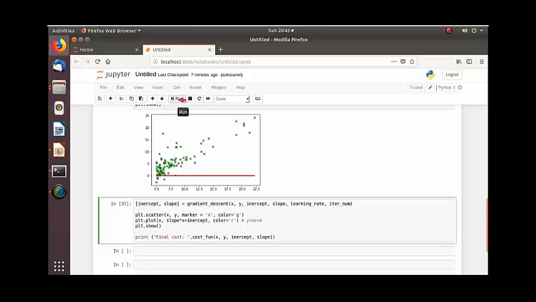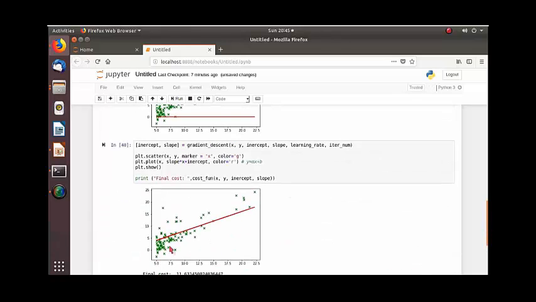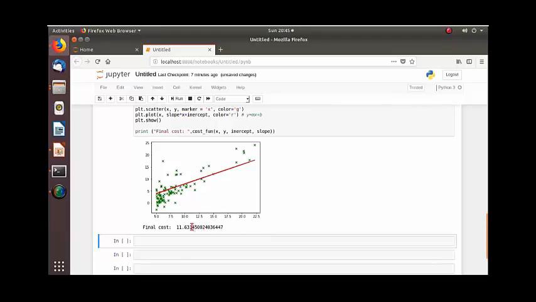After reducing cost, we'll see what happens when I run this code. So at this stage our cost is minimum. This is our final cost.